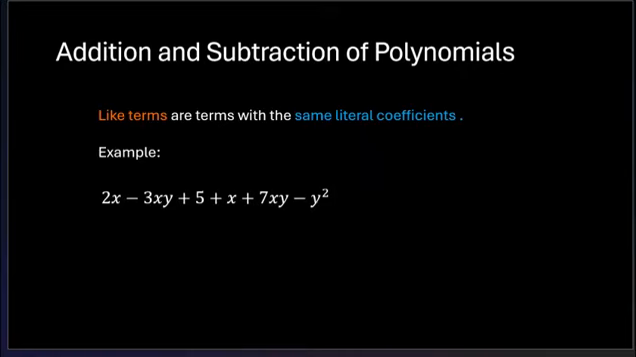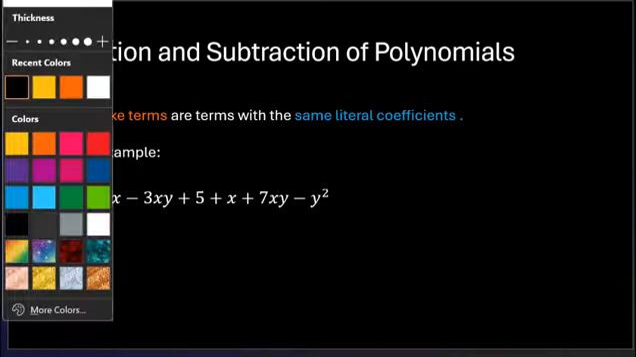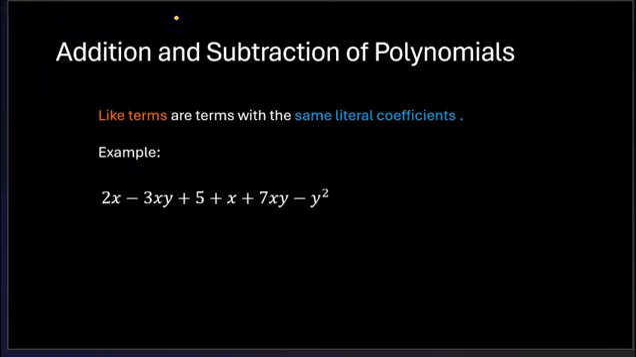When we say like terms or similar terms, we have the same literal coefficient. In our previous lesson, we talked about literal coefficients. They are the variables with the exponents. So we have to have the same variables with exponents. Below here, I have a polynomial, and let's identify which are like or similar terms.